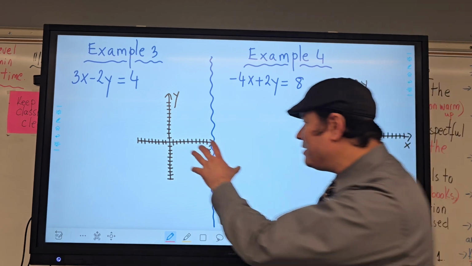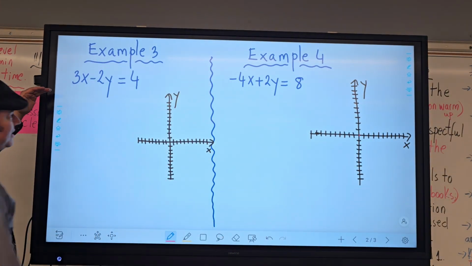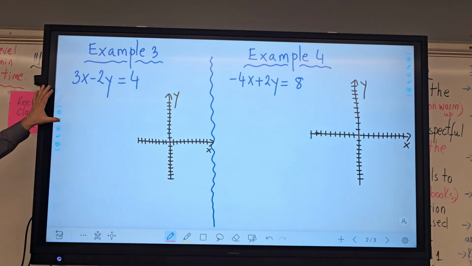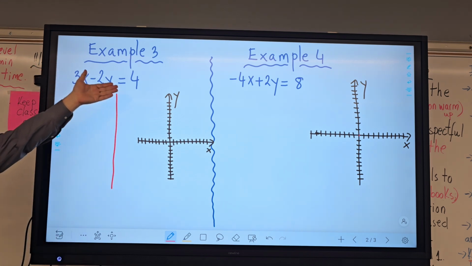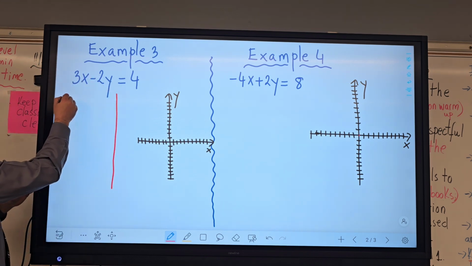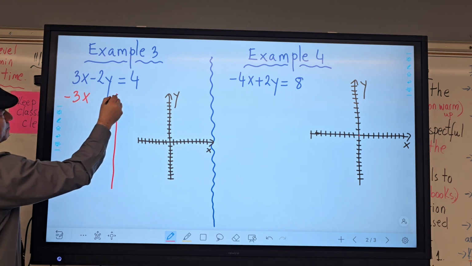Let's look at example number 3 now. The same thing in this case, y is not by itself, so we would have to subtract 3x first on both sides. So let's subtract 3x on both sides.